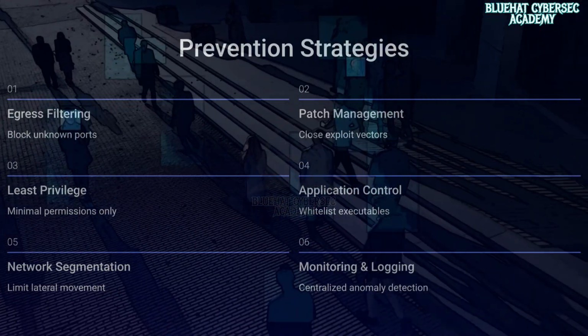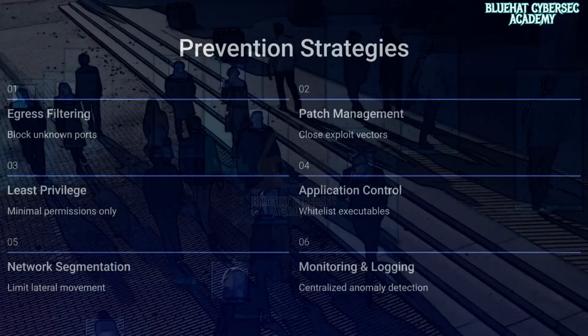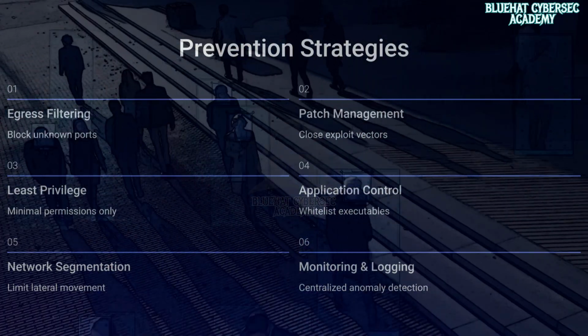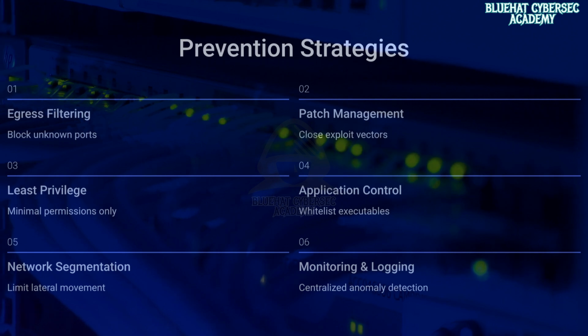Now, when it comes to prevention, reverse shell defense is not about one single solution. It's about layered security. First, restricting outbound traffic is critical. This means implementing strict egress filtering, allowing only necessary outbound connections, and blocking unknown or unused ports. Second, patch management is essential. Keeping systems updated removes vulnerabilities that attackers commonly exploit for initial access.